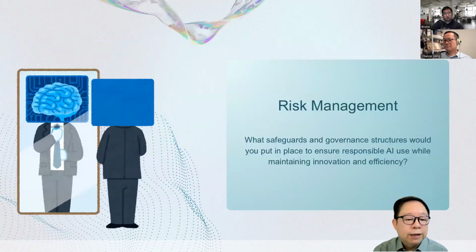Of course, we talk about risk, right? Nowadays, whenever new technology comes in, people are talking about risk. So yeah, this is a very practical question people will ask. What safeguard and governance structure will you put in place to ensure responsible AI use while maintaining innovation and efficiency, right? So I know that Tim has implemented a nationwide security system in his IT experience. So I will direct this question to Tim. Okay, Tim, you want to give us some ideas and share about risk management for AI?